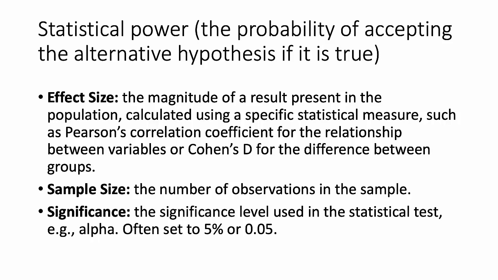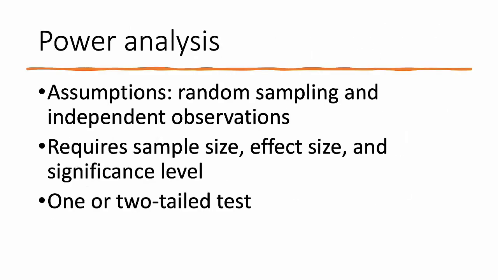Power is linked to the following factors in a statistical test. Firstly, the effect size, which essentially is the magnitude or strength of a relationship present in the data. Secondly, the sample size, which is the number of observations in the sample. And finally, the significance or alpha level, which is used to determine statistical significance and is often set at 0.05 or 0.01. All four variables are related, so a larger sample size can make an effect easier to detect, and the statistical power can be increased in a test by increasing the significance level.